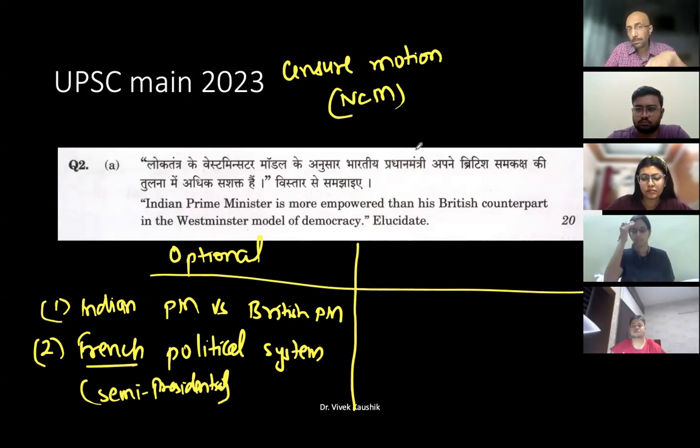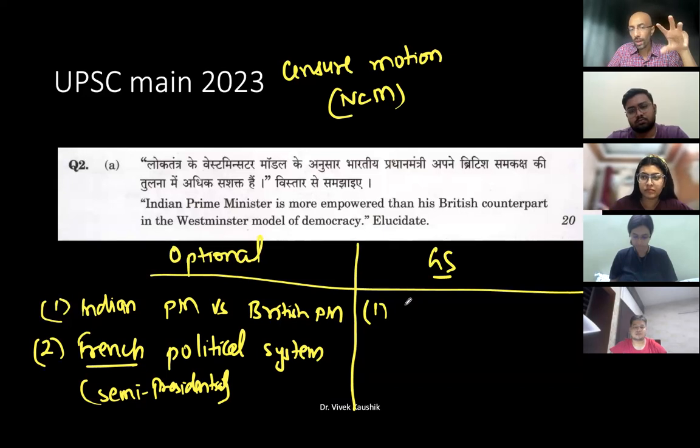Now, does it mean that the prime minister enjoys any position in the party also? So the question was, it's a convention that the prime minister will not have any other position in his political party. So comparison with France. In GS, if we see the same topic, what questions have been asked so far? Yes, who will help me to recall those questions asked from this topic in GS?